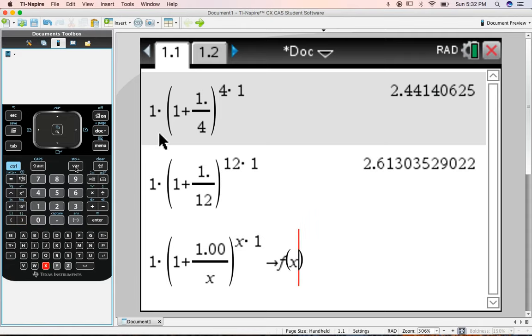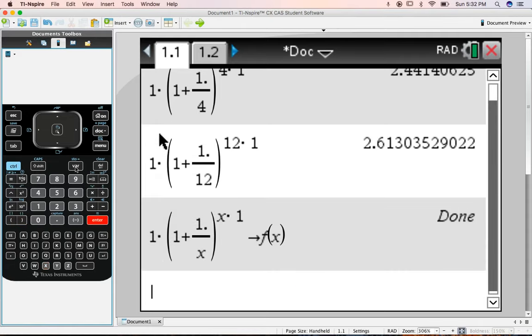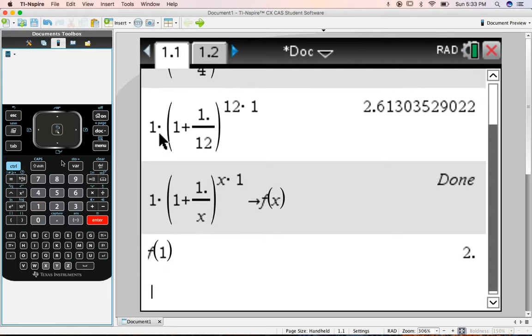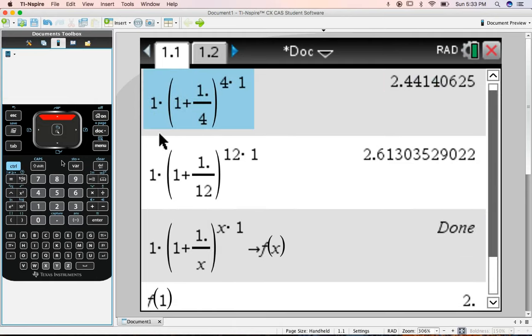And this was in prior videos too, as far as a fast way to store a function that you're going to use over and over and over again, okay? So let's check this real quick. What's f of 1? Well, it's the answer, f of 1 is after 1 year, what would it be?